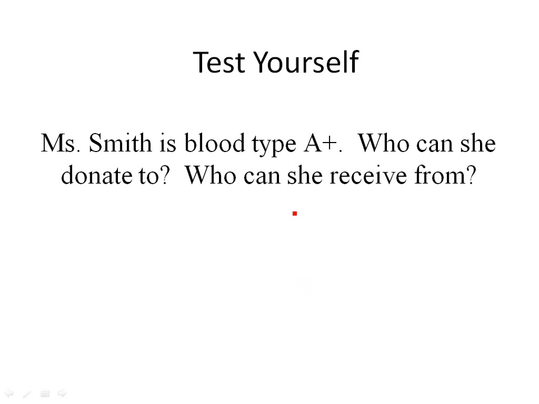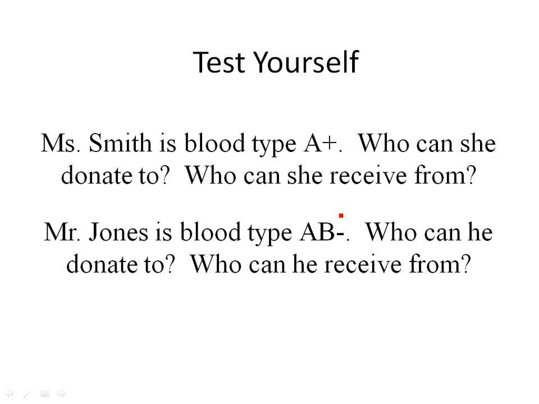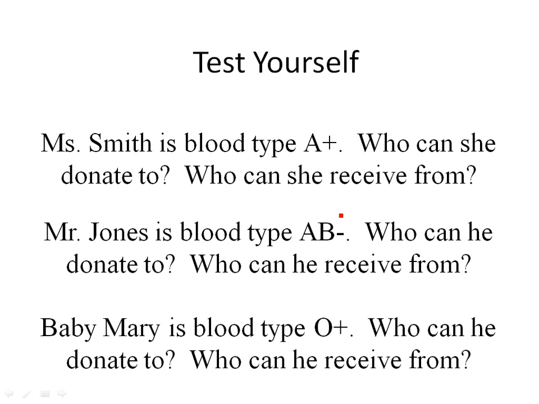All right, so test yourself. Ms. Smith is blood type A positive. You should be able to figure out antigens, antibodies, and you should also be able to figure out who she can donate to and who she can receive from. Mr. Jones is AB negative. Same thing. And baby Mary is O positive. Same thing.